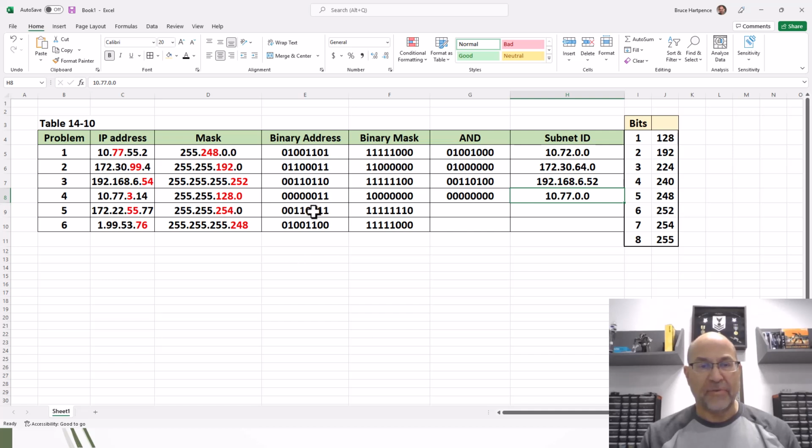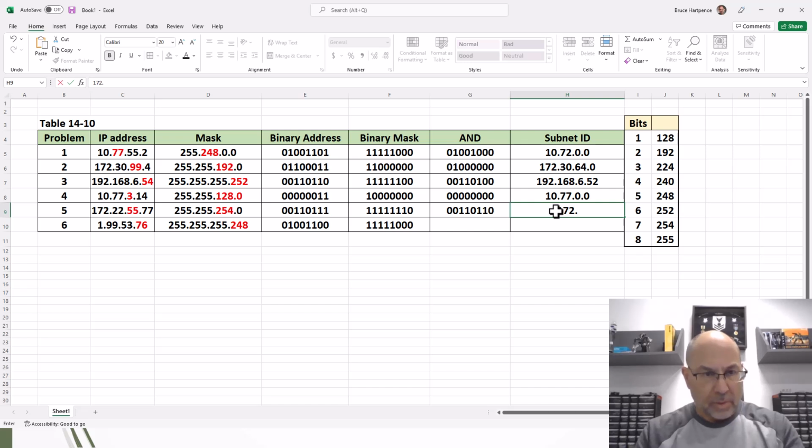And then here we have 55, and the mask is 254 in the third octet. If we do the ANDing here, we get this. Now that looks a lot like the one that we did earlier. It's just a different octet. So again, 48 plus 4 is 52, and then we go 54. So the answer here is 172. What is that?